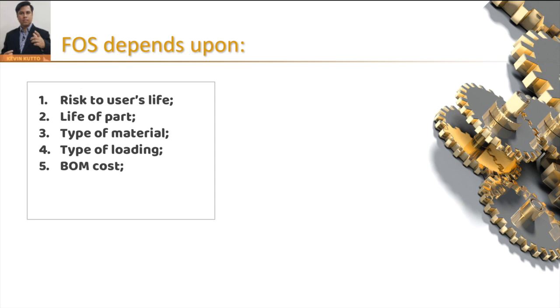The fifth factor is bill of material cost. We already know that factor of safety doesn't come freely, right? The moment we try to optimize the working stress, that means we have to play with the dimensions. We already saw that. And playing with the dimensions means what?